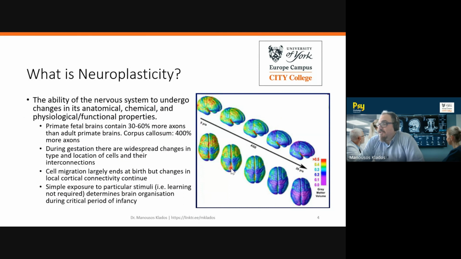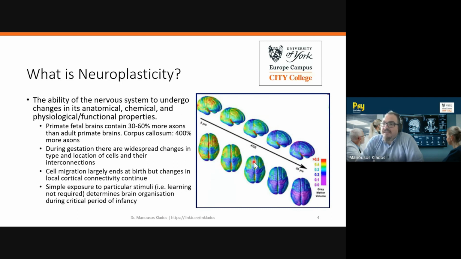So, what is neuroplasticity? Let's give a definition. Neuroplasticity is the ability of our nervous system to make changes in anatomical, chemical, psychological, or functional properties. Here, what we can see is that the primate fetal brain contains mainly 30 to 60% more axons than the adult brain, and axons are actually the gray matter of, let's say, the brain.